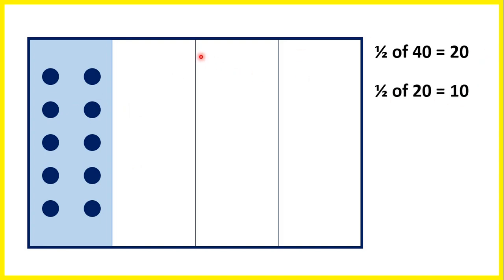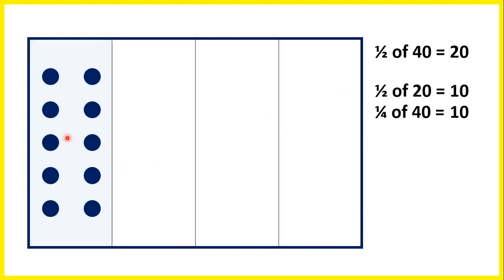But notice our fraction bar is now showing 1/4 shaded. Remember, we had 40 at the start altogether, so 1/4 of 40 is also 10. So you can find a quarter by halving and then halving again.